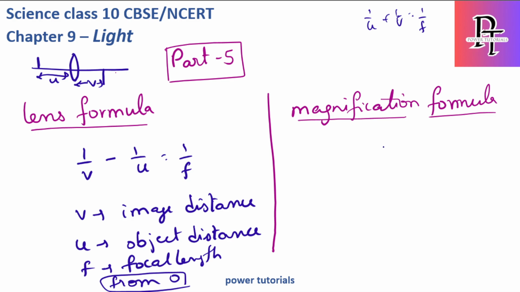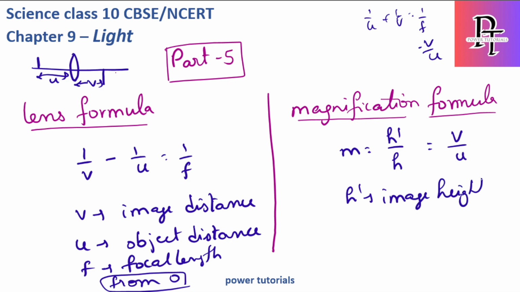What is the magnification formula? It is the same as what we applied previously for mirrors, h dash by h with respect to height, but with respect to distances it changes to v by u. Previously it was minus v by u for the mirror; for the lens it is just v by u. So these are the lens formula and the magnification formula. Magnification is h dash, that is image height, by h, the object height. v and u are already covered here.